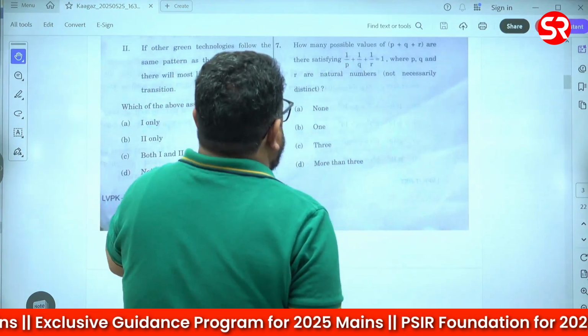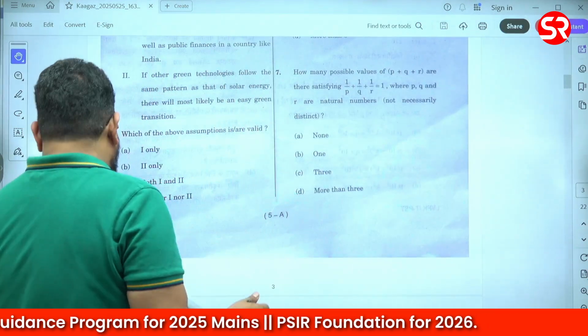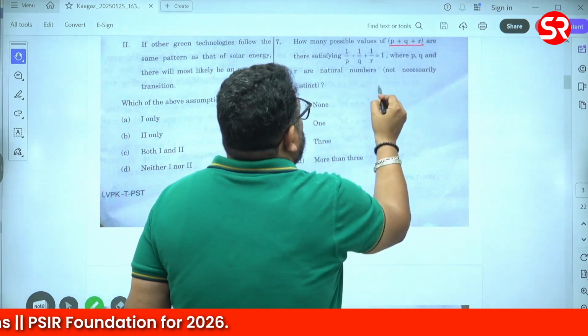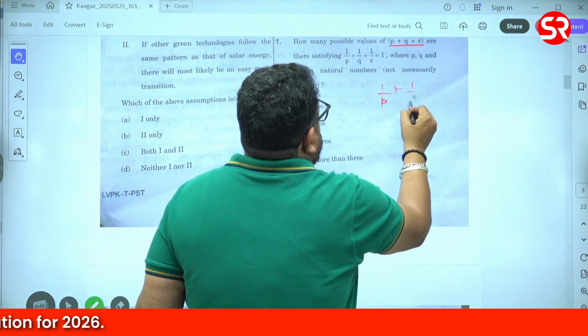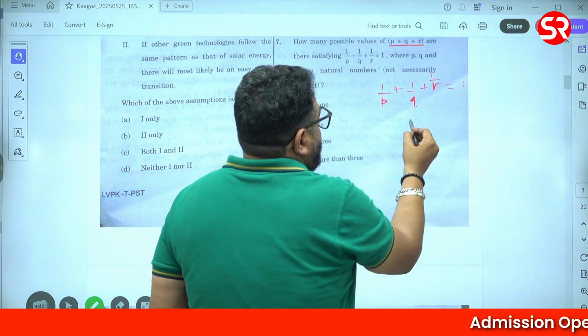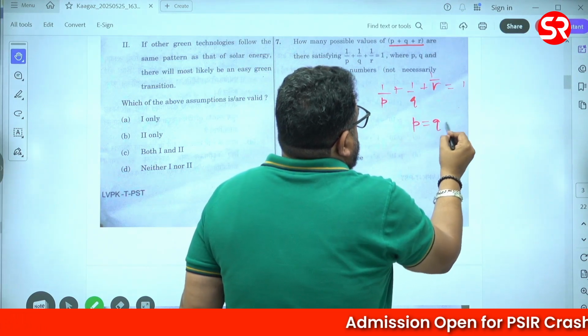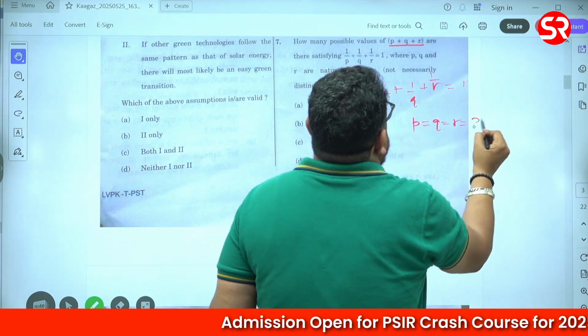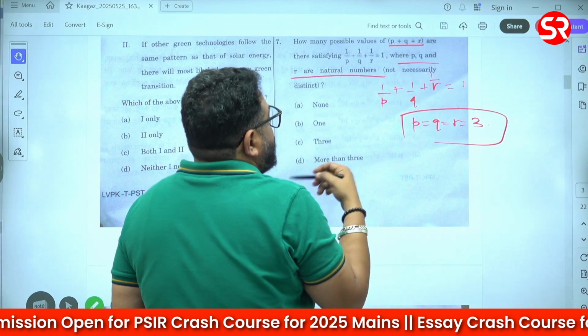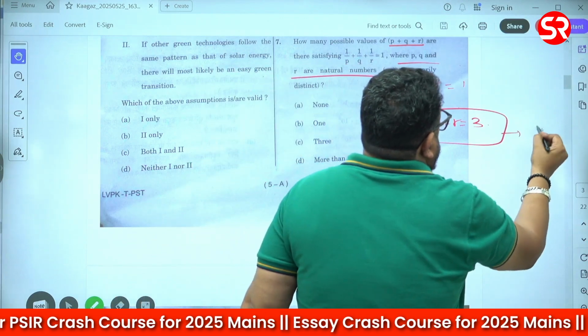Okay, next देखिए. How many possible values of p plus q plus r again? P plus q plus r. 1 by p plus 1 by q plus 1 by r is equal to 1. So it goes by p is equal to q is equal to r is equal to 3, where p, q, r are natural numbers, not necessarily distinct. एक value हो गई 9.